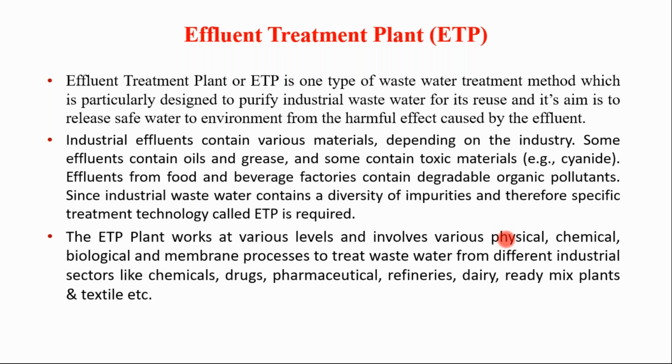It involves various physical, chemical, biological, and membrane processes to treat wastewater from different industrial sectors like chemicals, drugs, pharmaceuticals, refineries, dairy, ready-mix plants, and textile, etc. So I have mentioned here the specific industries which generate a high quantity of more serious toxic effluent, right? So these industries require a specific type of treatment in the ETP plant.